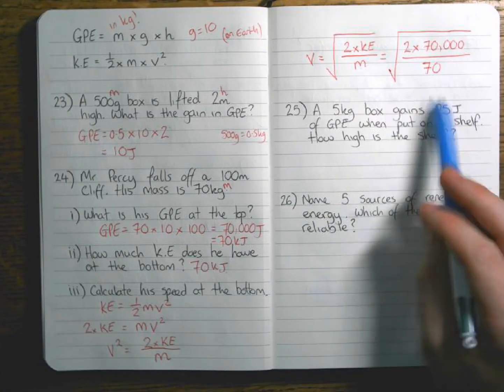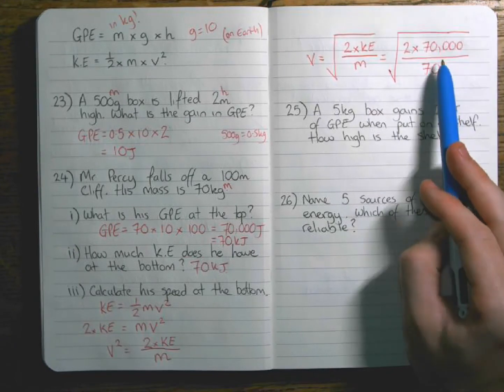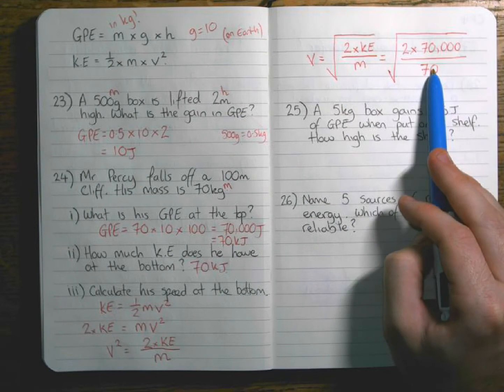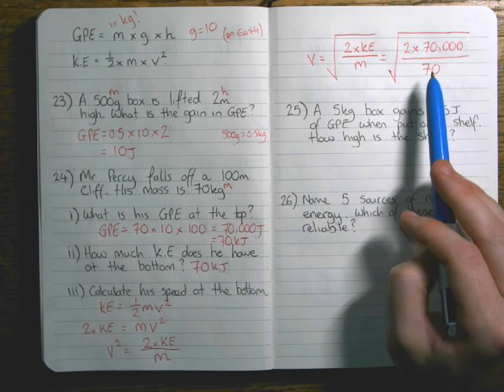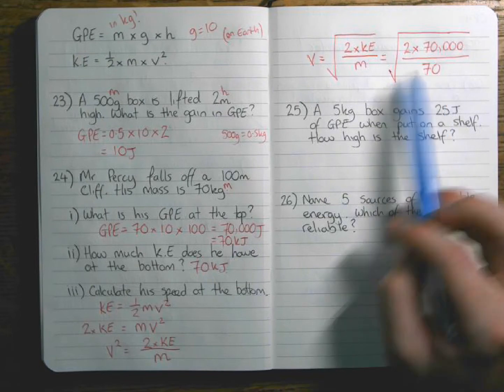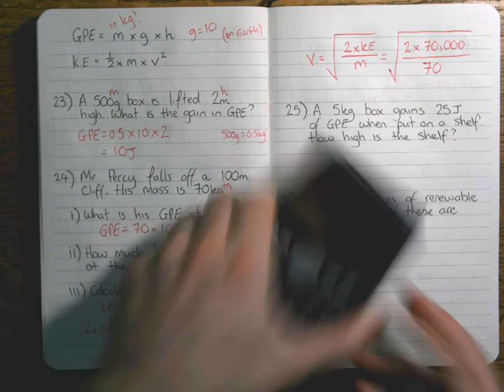I recommend doing 2 times 70,000, then divide by 70, and then the number you get, that's the number that you want to square root. By doing it that way, you are less likely to make a mistake on the calculator. So I'll show you what I mean.